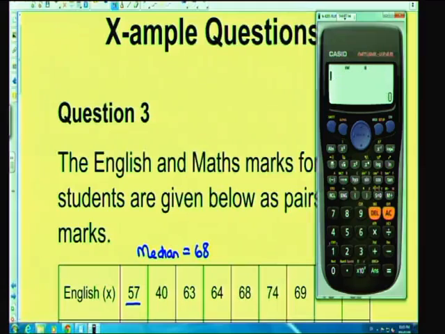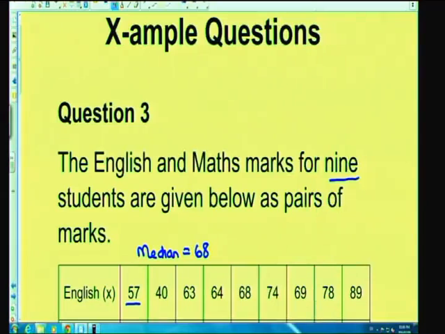So let's have a look. Let's clear it. You can change back to normal mode, but since we're working with stats, I'm going to leave it there. It's 57 plus 40 plus 63. Oh, sorry, that was me making a mistake there. 63, I must just press the buttons carefully, plus 64 plus 68 plus 74 plus 69.